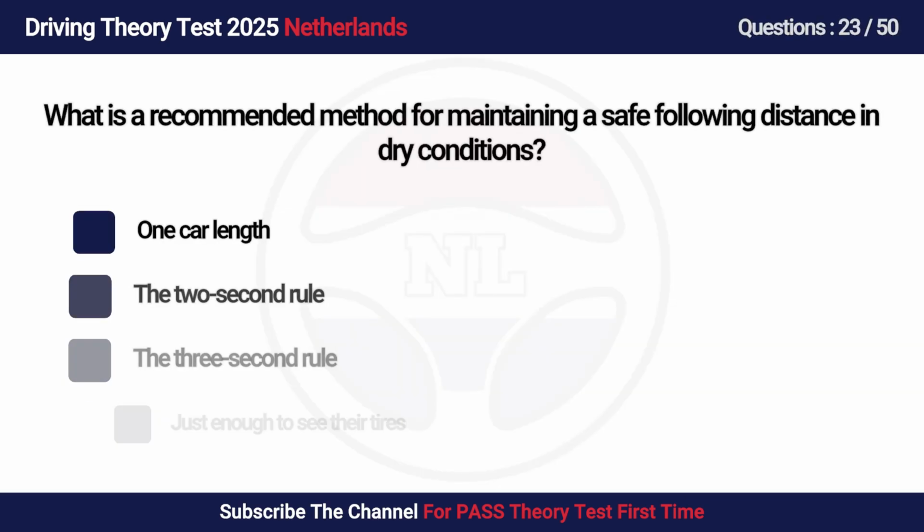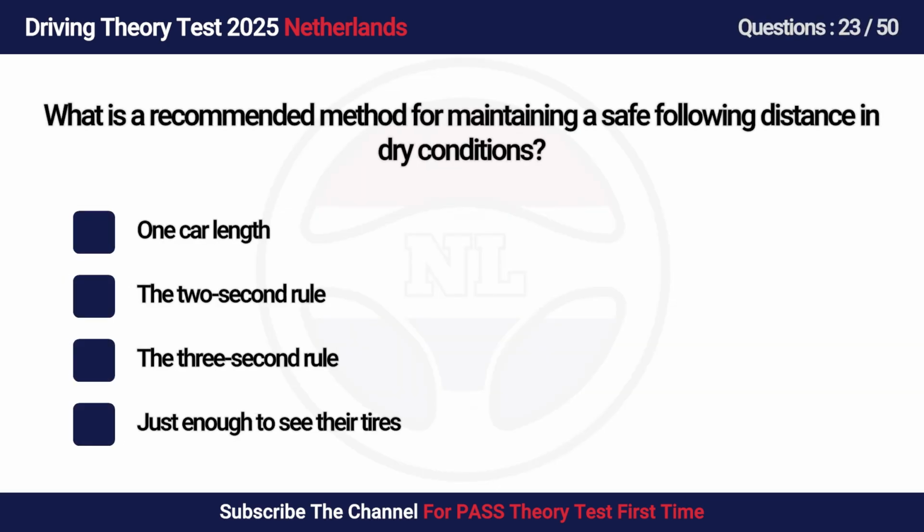Question 23. What is a recommended method for maintaining a safe following distance in dry conditions? A. 1 car length. B. The 2-second rule. C. The 10-second rule. D. Just enough to see their tires. Answer is B. The 2-second rule.